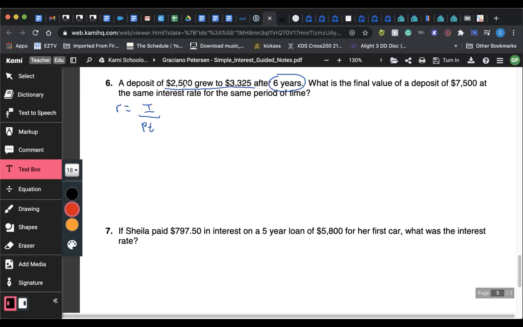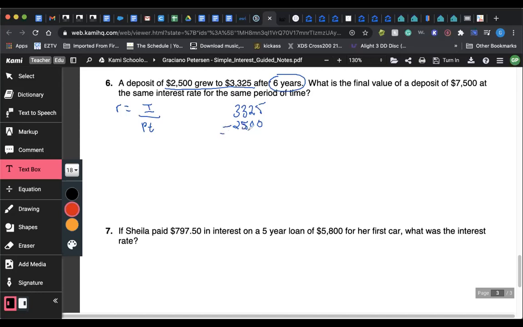After we find out the rate, do we do I equals PRT? Well, we can't figure out the rate without the interest. But there is a way to figure out the interest before we calculate the rate. It says a deposit of $2,500 grew to $3,325. So how do I figure out the interest? Subtract, right? So all I have to do is take my 3,325 and subtract 2,500 from it.